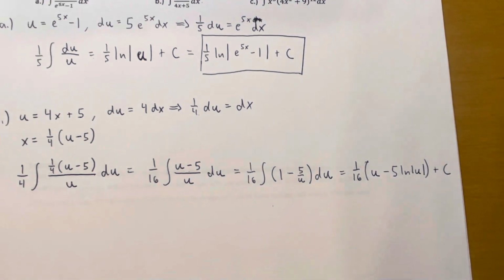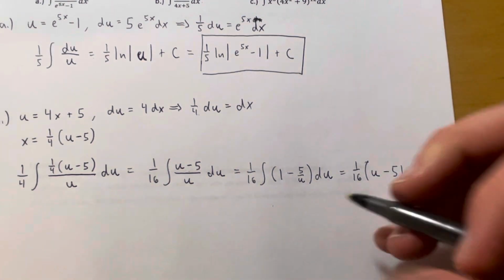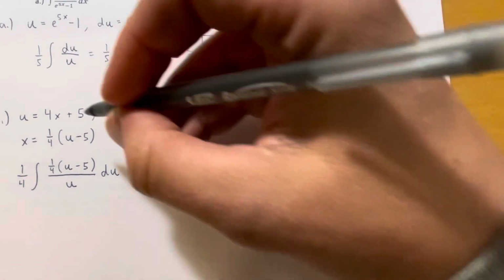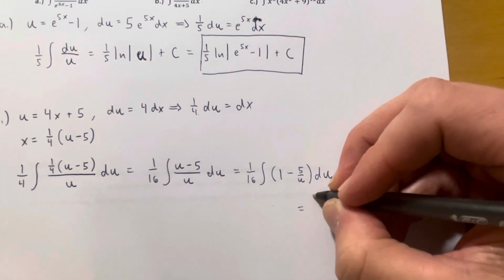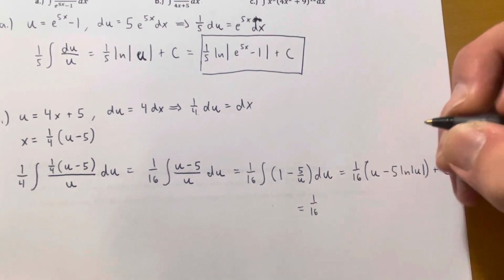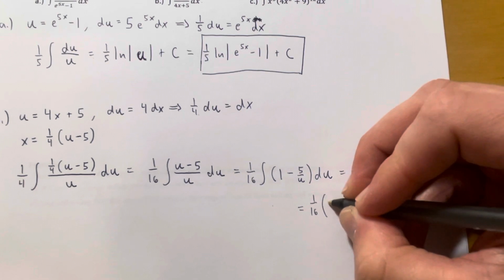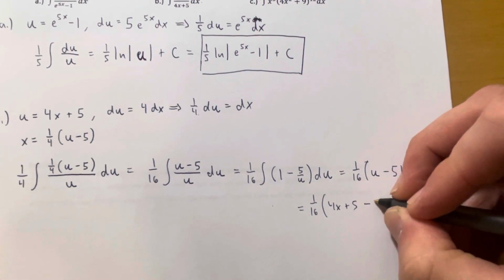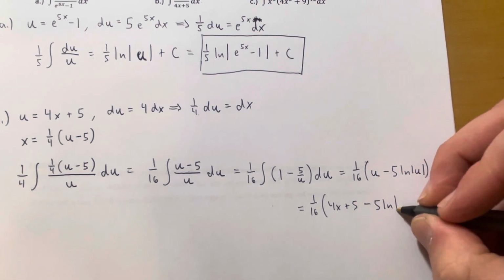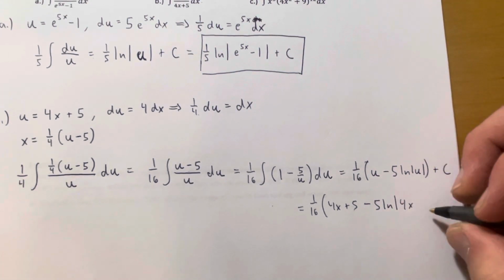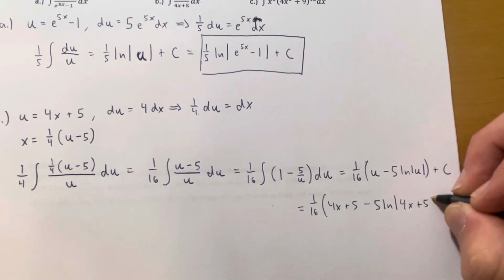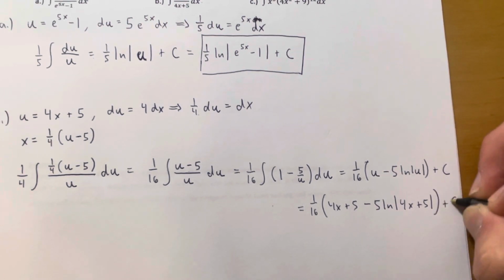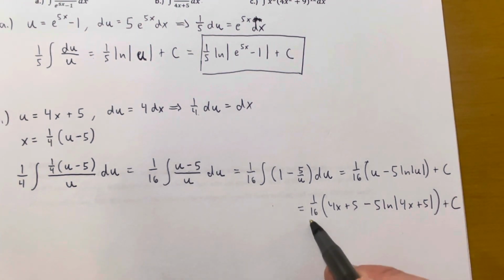Then as a final step, make the replacements that we need to make. So instead of u, we're going to write 4x plus 5. This is equal to 1/16 times (4x plus 5), that's the u, minus 5 times the natural log of the absolute value of 4x plus 5, plus c. That's my final answer right there.